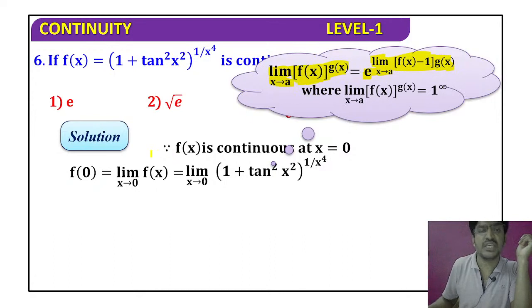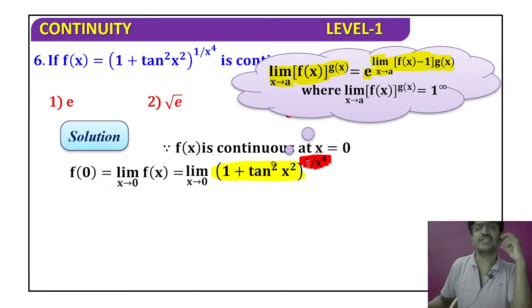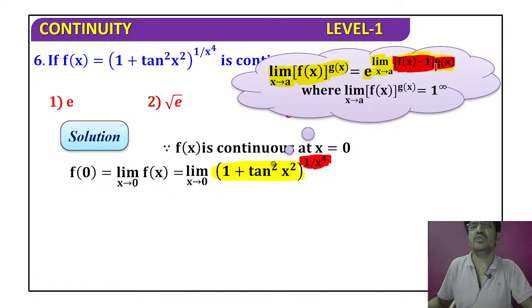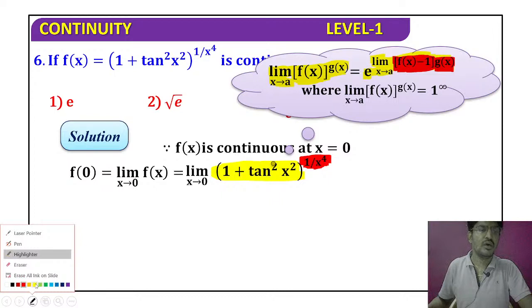Here f of x is 1 plus tan square x square, and you can see g of x is 1 by x raised to 4. This is f of x and this is g of x. Clear? So now what we have to write? f of x minus 1 into g of x. Clear? Okay, no problem.